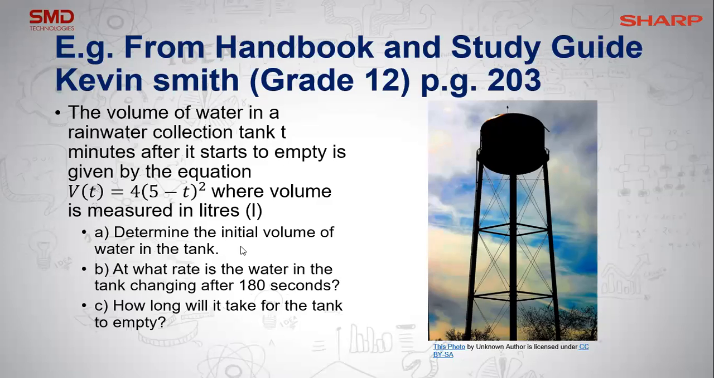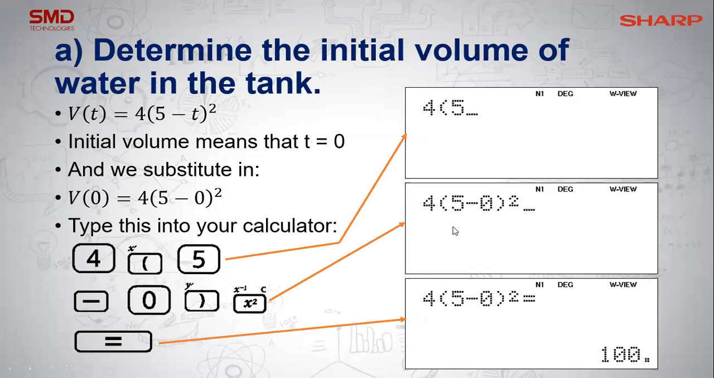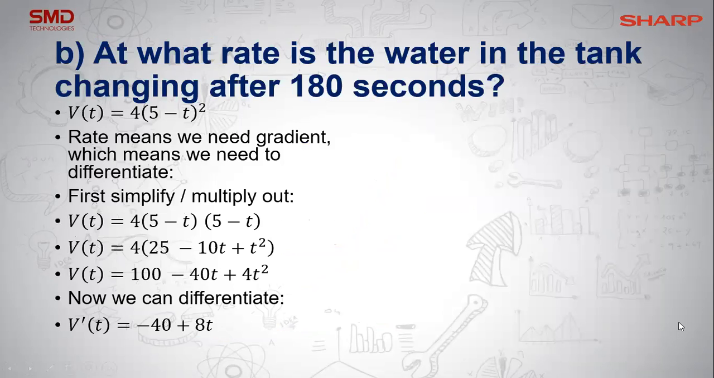So here are the 3 questions. Don't worry, they're on the top of each page. I'm just going to jump to the next page. So the first question says, determine the initial volume of the water in the tank. Now, when we hear initial, we know that our time is at 0. So we can just substitute t is equal to 0, and we pop that into the calculator if we want to, and we find that our initial volume is 100 liters.